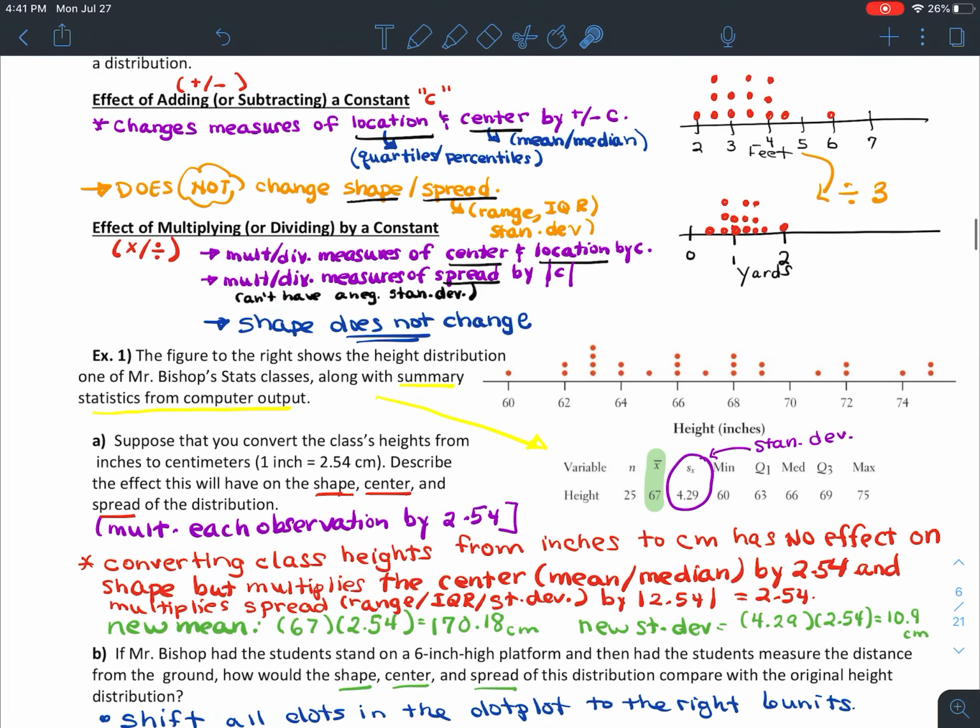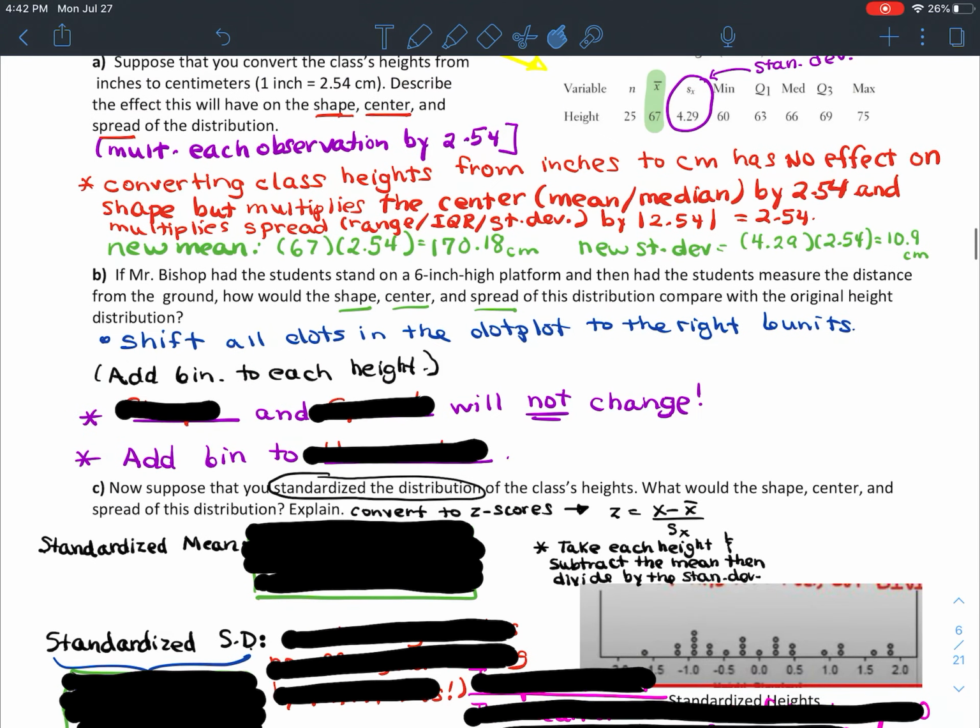Okay, so we're talking about addition, we're adding. So if we think about what's going to get affected? Only any measures of location and any measures of center. The shape should stay the same as this dot plot, and whatever the spread is should be unchanged as well, which is range, standard deviation, and interquartile range.